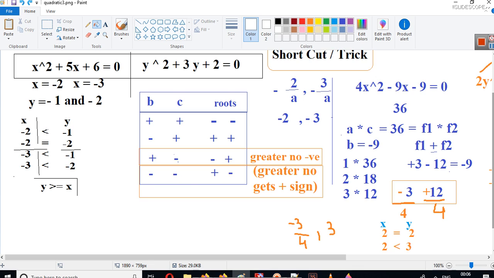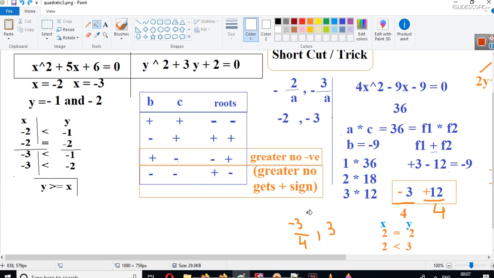You just have to find that factor, and you just have to apply this rule here: if it is plus plus, both roots will be negative. If it is minus plus, both roots will be positive. Plus minus, it will be minus plus, and the greater number will be negative. And minus minus, plus minus. Again, comparing negative values with positive values.